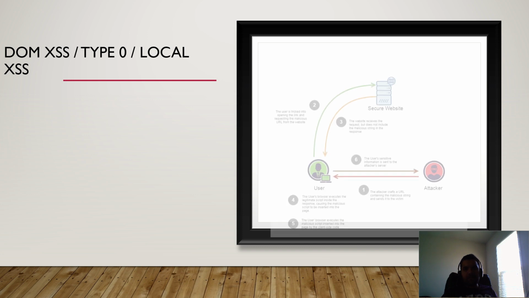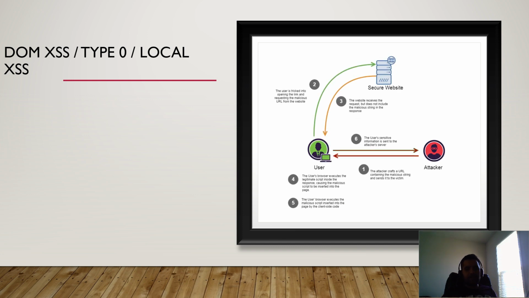All right, let's talk about DOM XSS. Here the scenario is a little bit different. The earlier two XSS types we talked about were server-side XSS. Now we are talking about client-side cross-site scripting. What happens here is the attacker crafts a URL containing the malicious string and sends it to the victim. Now the victim is going to click on it.